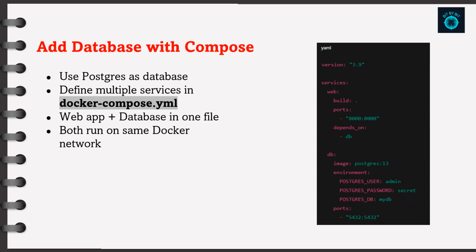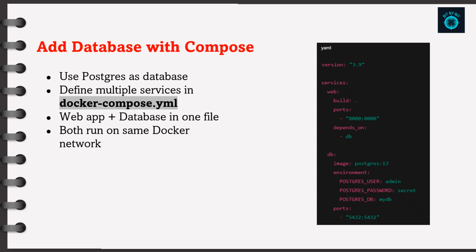Here's what the Compose file looks like. At the top, we set the version to 3.9. Then we define our first service, web. It is built from the current folder using the Dockerfile we created earlier. We map port 8000 on the host to port 8000 in the container, so we can access FastAPI in the browser. We also add depends_on: db, which means the web app waits for the database container to start first.